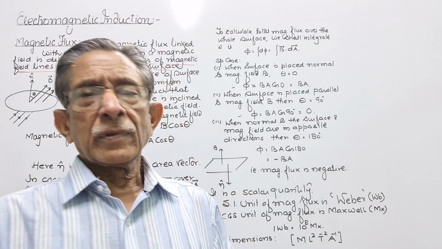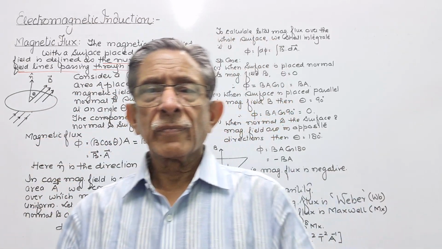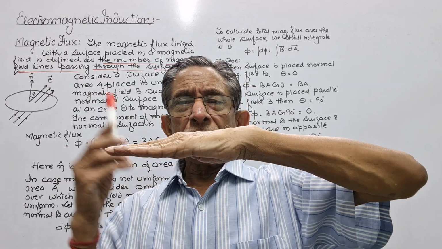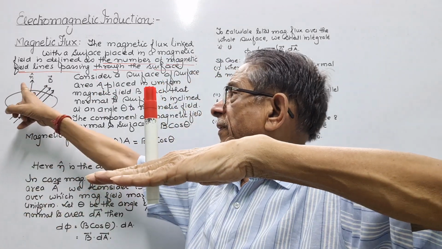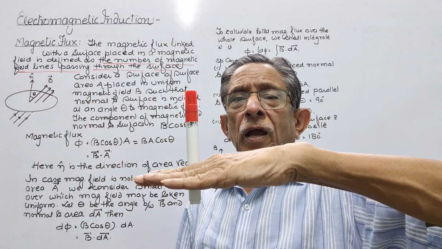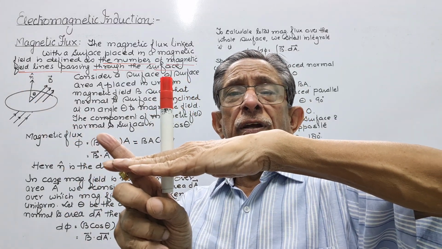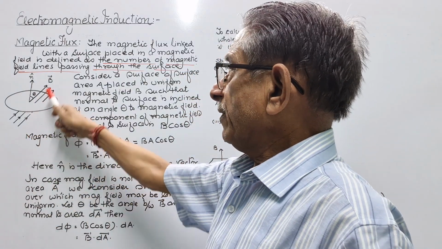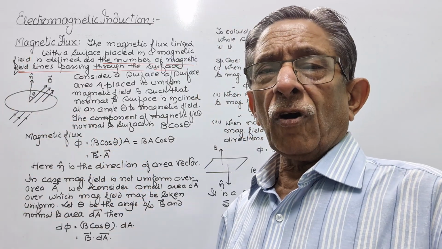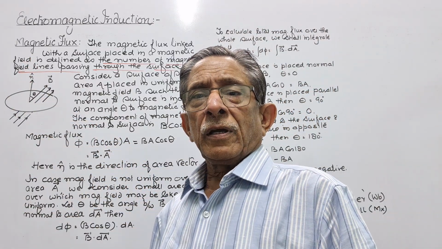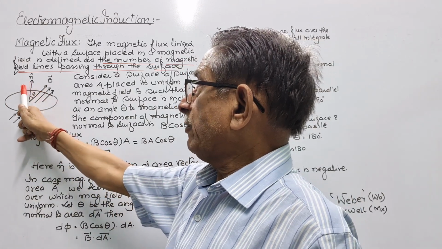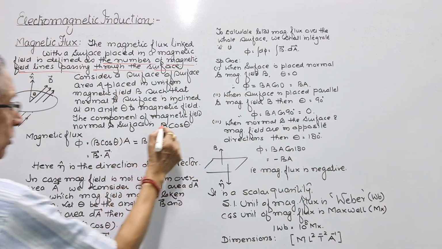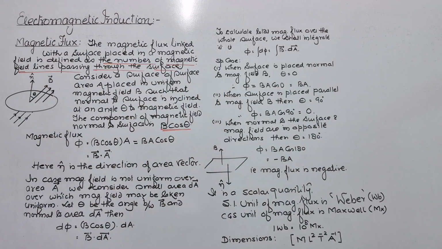To define magnetic flux numerically, we suppose this is a surface. This is the normal to the surface, which I have represented by n cap, and this is the magnetic field, inclined at an angle theta with the direction of the area vector. Then the component of magnetic field along the area vector, normal to the surface, will be B cos theta.